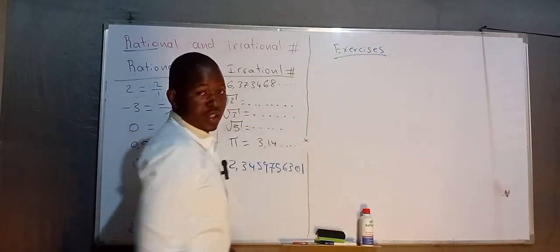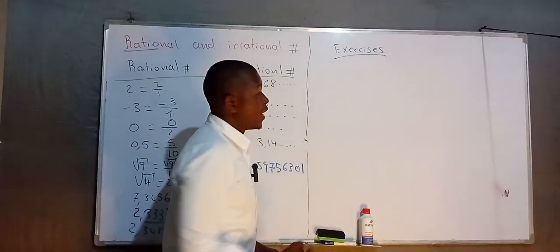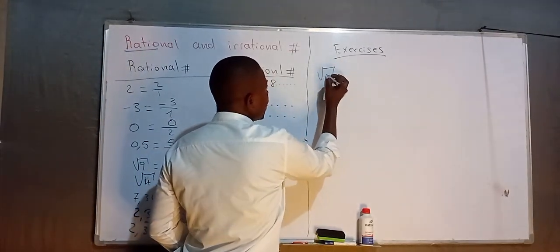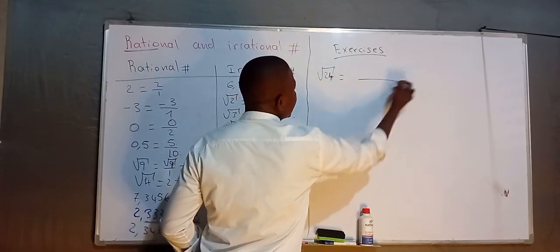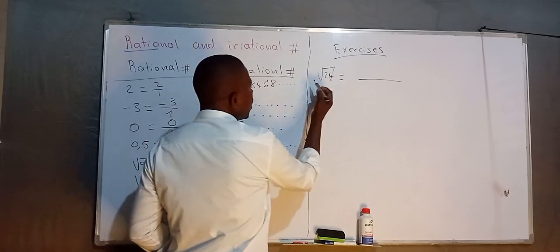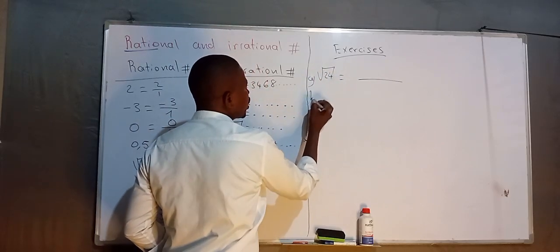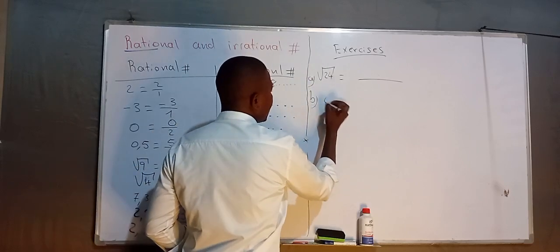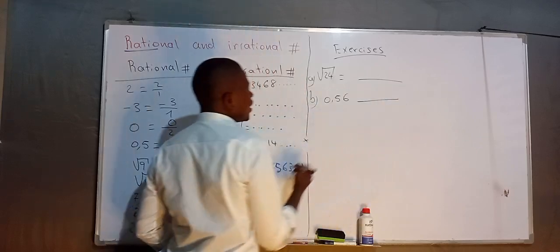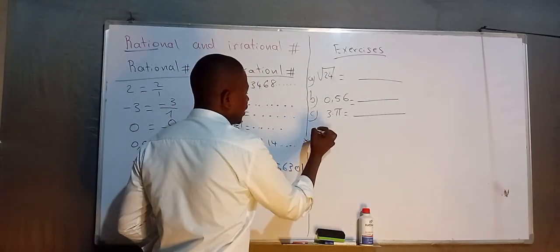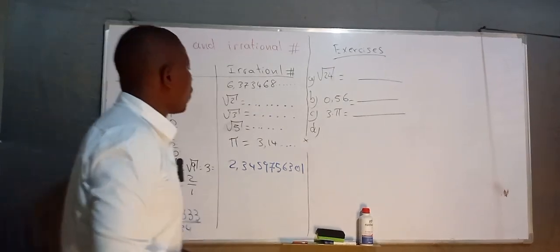So tell me in the comments, if this number, let's say for example, 24, is it, tell me in front here, is it rational or irrational? I would just want to see if this number is rational or irrational. B, tell me whether the numbers are rational or irrational. And D, you again tell me whether the number is rational or irrational.